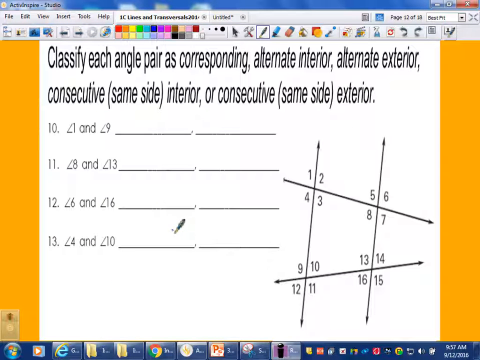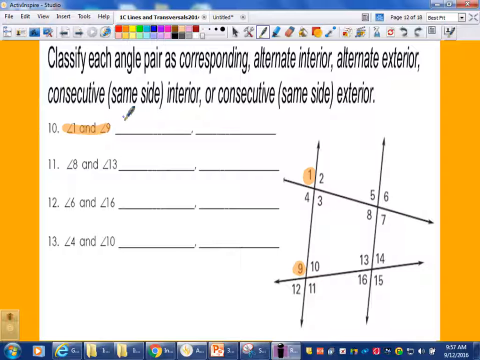So now let's see if we can identify some on our own. We're going to identify the angle type, and we are going to tell whether or not those two angles are congruent or supplementary. So the first ones they want us to look at is angle 1 and angle 9. Okay? I'm looking at angle 1 and angle 9.